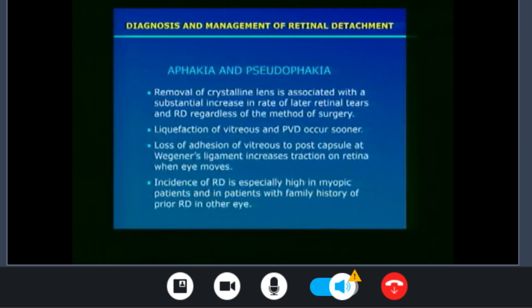Aphakia and pseudophakia: cataract surgery by any means increases the risk of retinal detachment. Not only cataract surgery, but also YAG capsulotomy. Because cataract surgery increases the risk of liquefaction of the vitreous and PVD. So any condition that increases PVD, and this is due to loss of adhesion of the vitreous to the pseudo capsule at Wieger's ligament, will increase the traction on the retina when the eye moves.